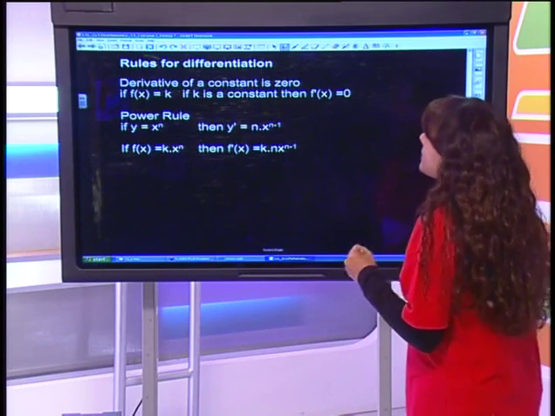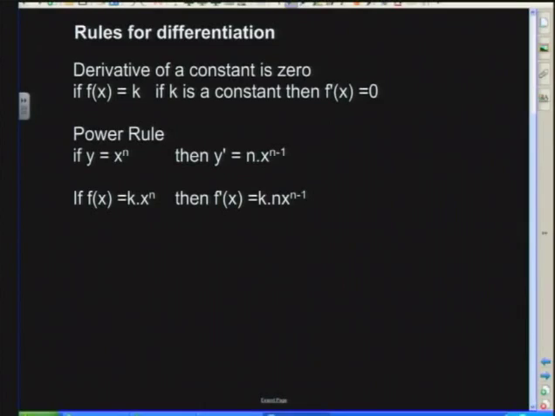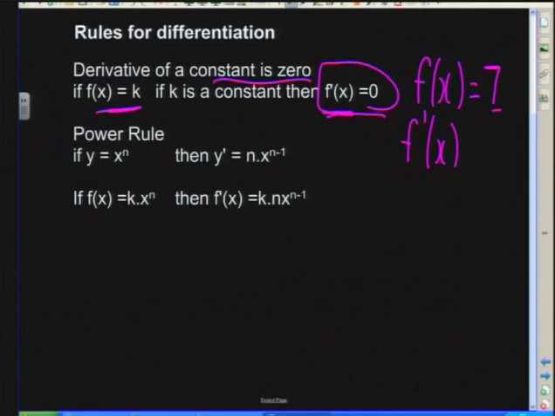Okay, all right, so the rules for differentiation. The first one: the derivative of a constant is 0. So if your function f of x is equal to some k value, and k is a constant number, then the derivative of f at x would just be equal to 0. So for example, if I had f of x is equal to 7, then the derivative of f at x, because the function is actually a constant number, would be 0.